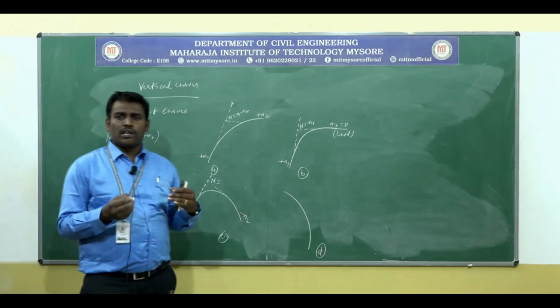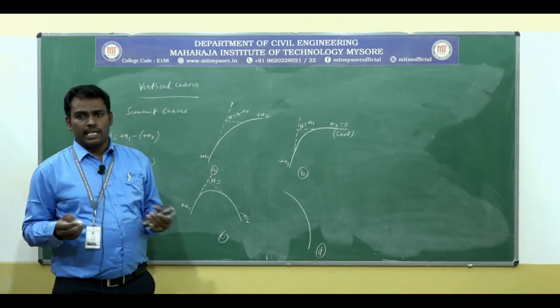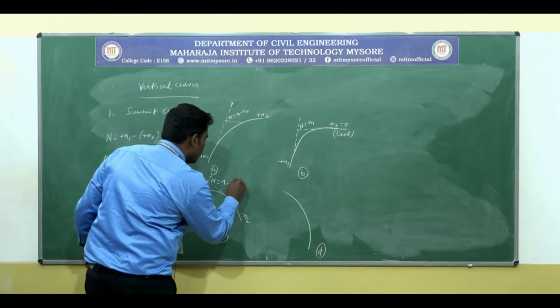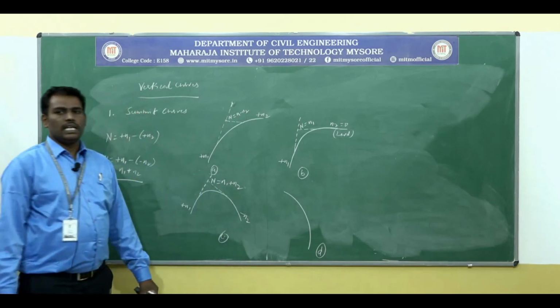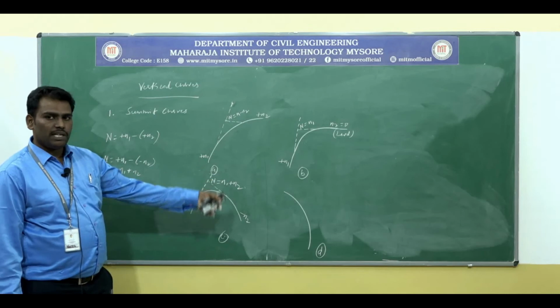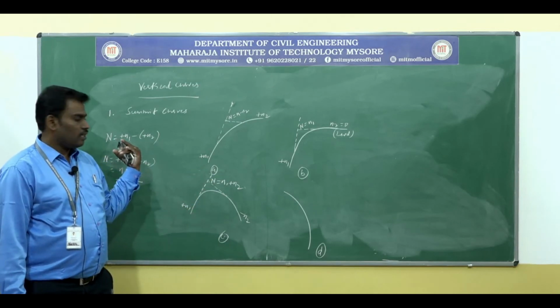Usually the upward gradient we call the ascending gradient, and the downward gradient we call the descending gradient. For this case it is n1 plus n2. For an ascending gradient followed by a descending gradient, the deviation angle will be maximum for the summit curve.